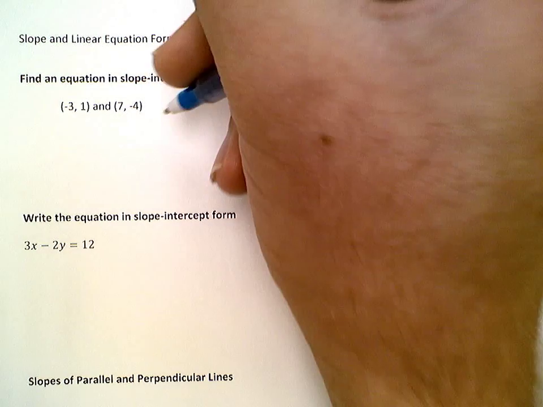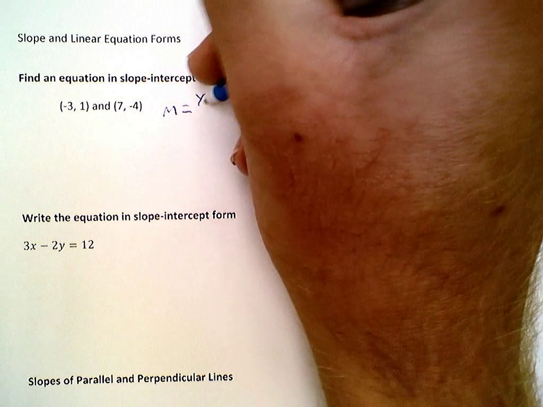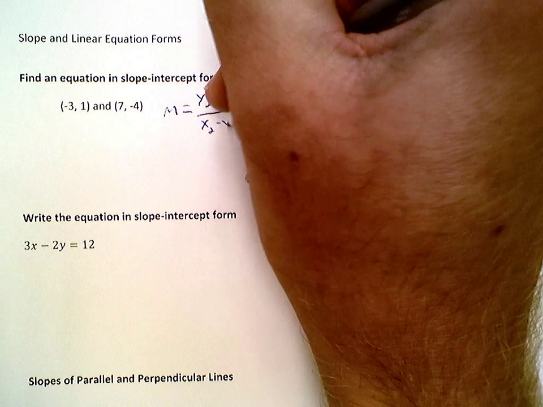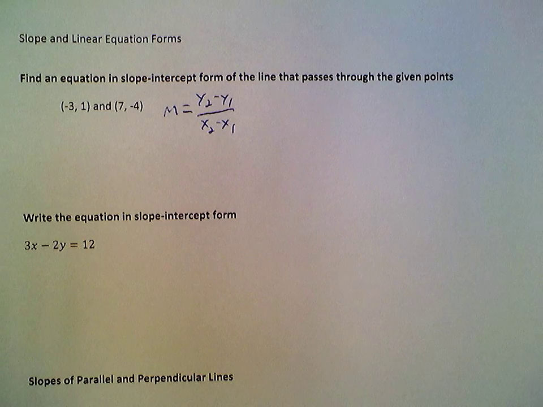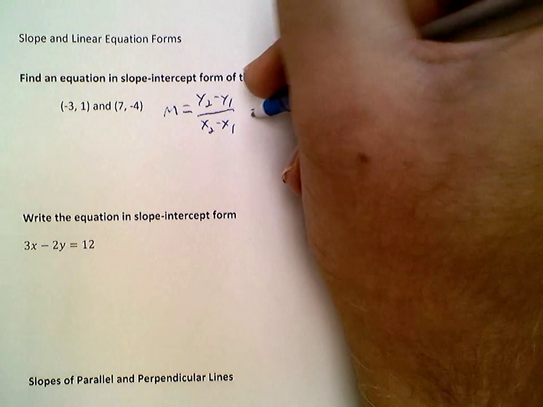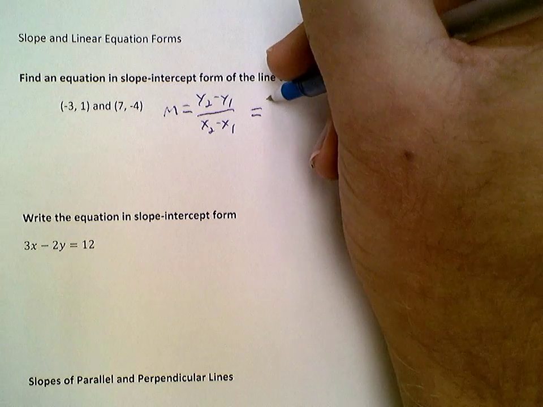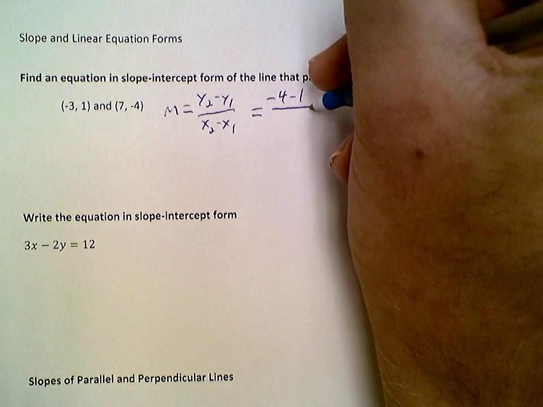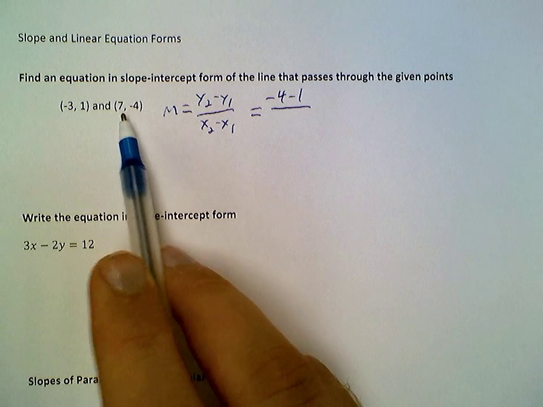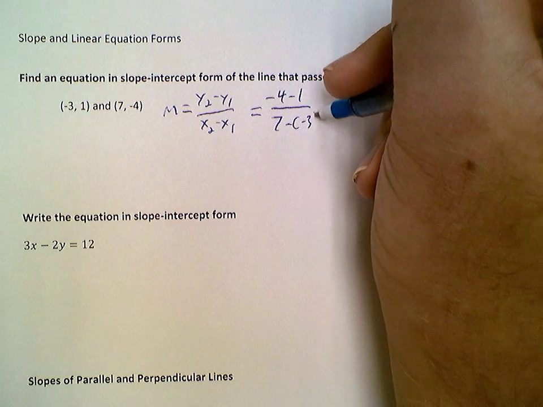So just remember the slope formula is simply y2 minus y1 over x2 minus x1, or change in y over change in x. So I'm just going to use this formula to find my slope. So for y minus y, I'm going to go negative 4 minus 1. Remember, it doesn't matter which one you subtract from which as long as you're consistent. So if I do negative 4 minus 1 on the top, I have to do 7 minus negative 3 on the bottom. 7 minus negative 3 in the denominator.